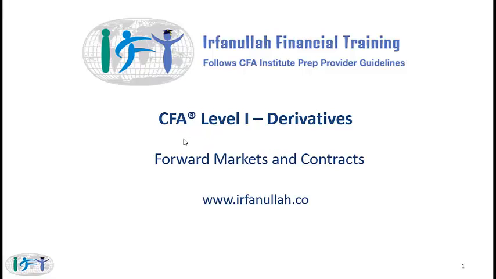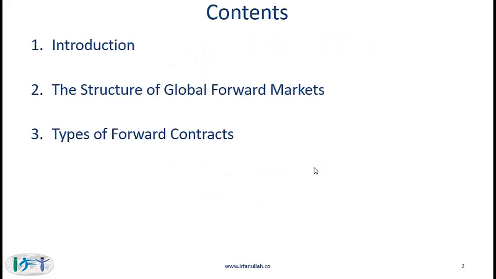In this lecture, we will cover the CFA Level 1 reading on forward markets and contracts. This is a relatively short reading with 3 sections: an introduction, followed by a description of the structure of global forward markets, and then the major part of this reading is section 3, where we will talk about different types of forward contracts.